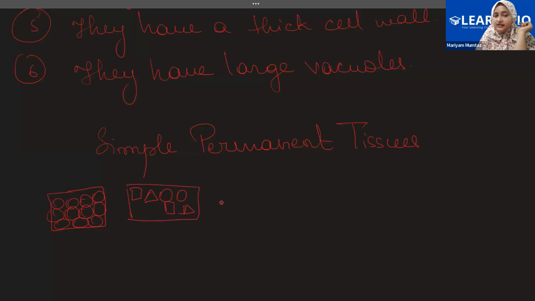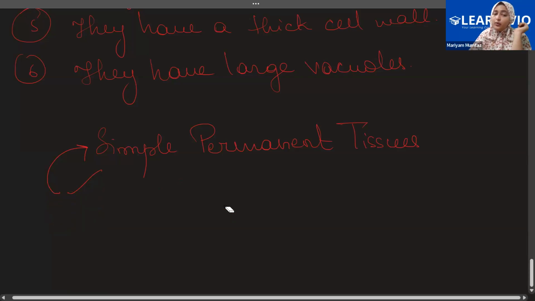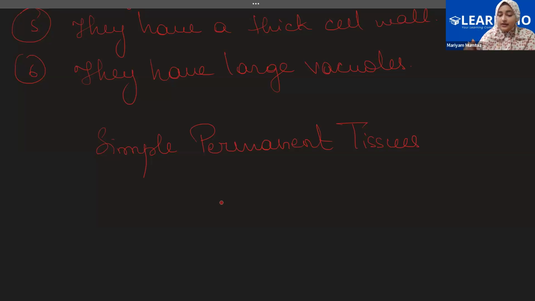Do you see a difference between them, students? Yes, ma'am. It is made up of just circles, and the other has a variety of shapes in it. This is exactly the case of simple permanent tissue. Simple permanent tissues are this. This is complex permanent tissue. Now, simple permanent tissues are those tissues that are made up of only one type of cell. They just have one kind of cell. They can have 100 cells in it, but all of those cells will be similar.